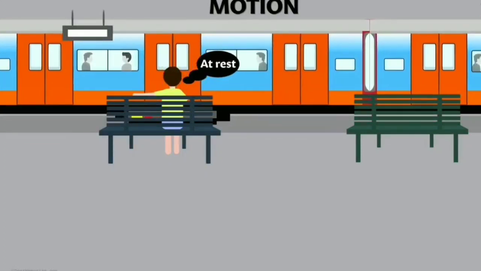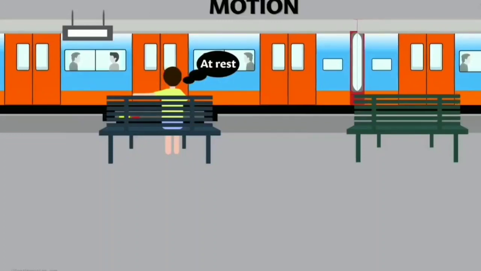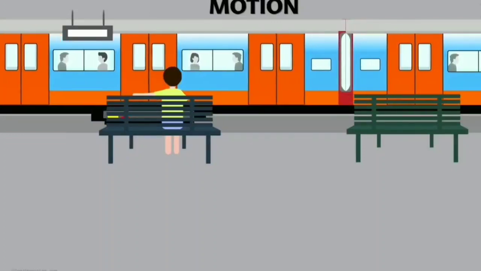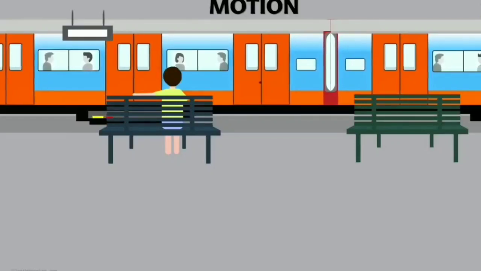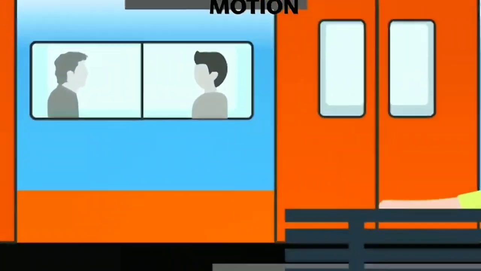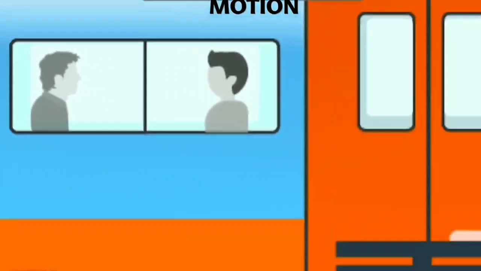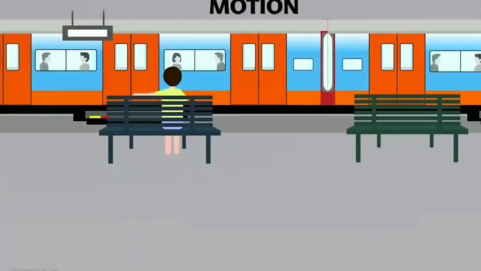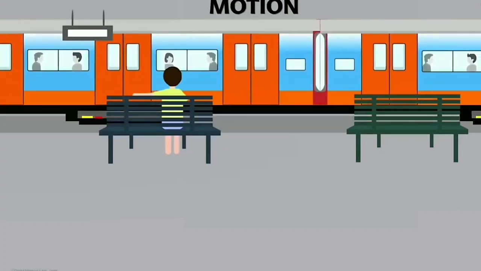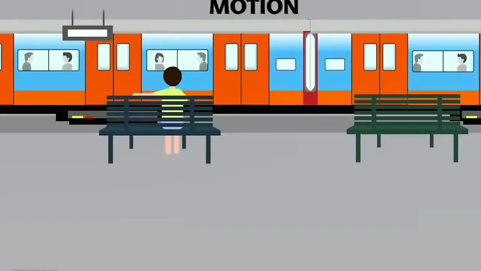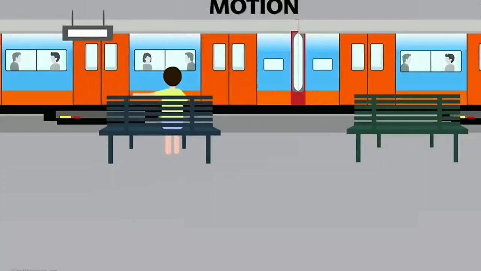For you, both the train as well as the passengers sitting inside are in motion. But will the people sitting inside the train say the same about the other passengers in the train? For a person sitting inside, the people in the train are not moving. They are at rest. So for the observer at rest on the platform, the people inside the train are moving, but for the person sitting inside, they are at rest.